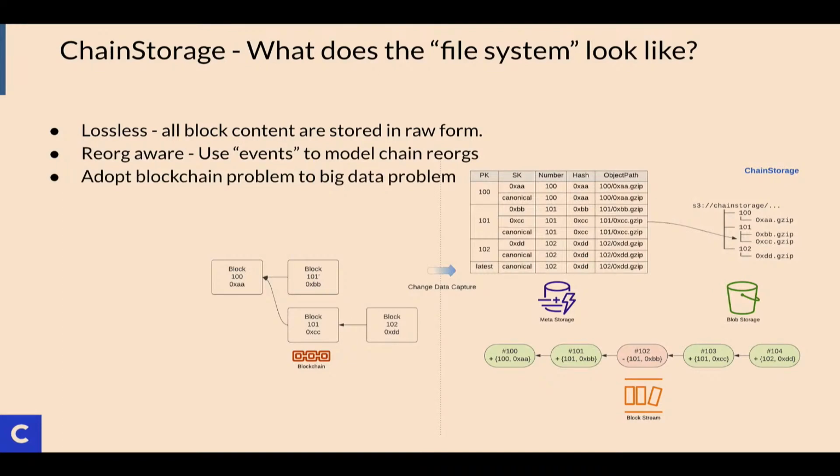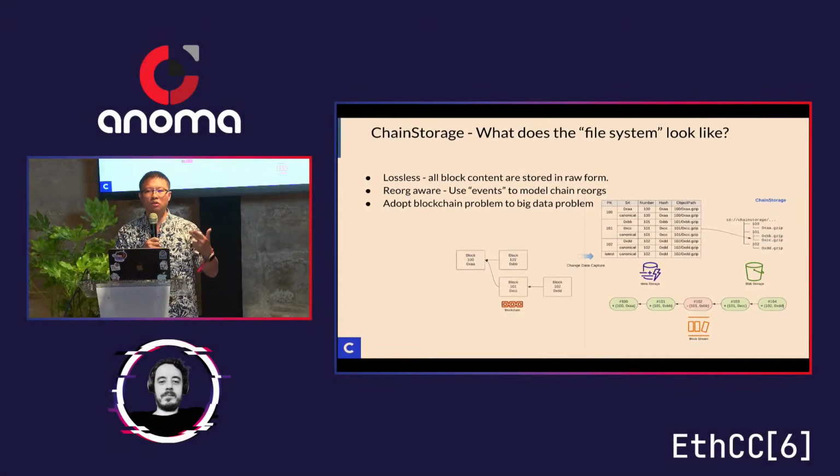We cannot go through the whole design, because it would take hours, so I just cherry-pick 3 very special characteristics of ChainStorage. Number 1, lossless. All the block content is stored in raw form inside the file. This is important. A, you can recompute the Merkle tree to verify the data is correct. B, all sorts of data applications can be built on top with minimum need of the node again. Second, reorg aware.